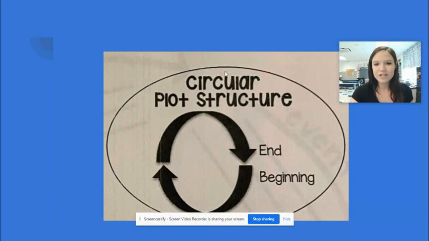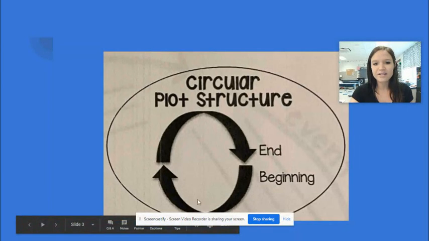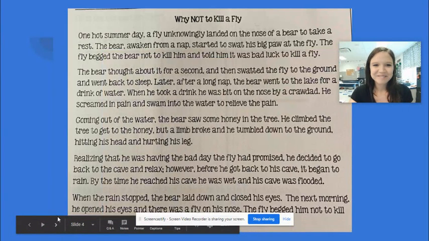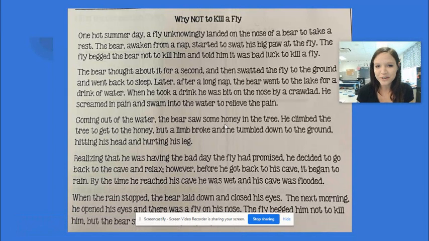Here's a little picture I added in there. So you have the beginning, it starts, and then it comes around again, and then they're in that same situation. Notice this is a circle. All right, so let's look at an example, and we're going to read the story. Hint, hint, it is a circular plot structure. It's called Why Not to Kill a Fly. I'm going to read it, and I want you guys to just read and follow along with me.